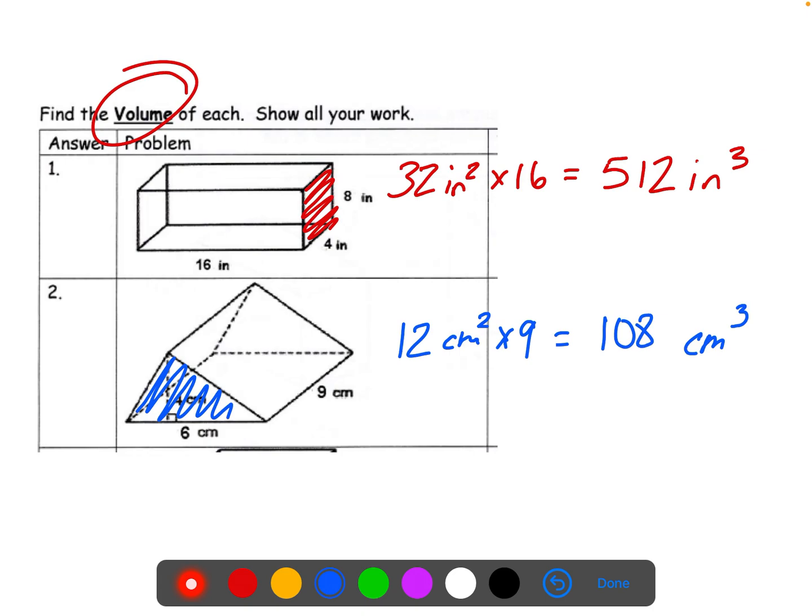Don't forget to go back into the packet if you need more information. Later on, there's an example down in question 4 of a pyramid. So go back and find that formula for finding the volume of a pyramid and refresh that in your mind.